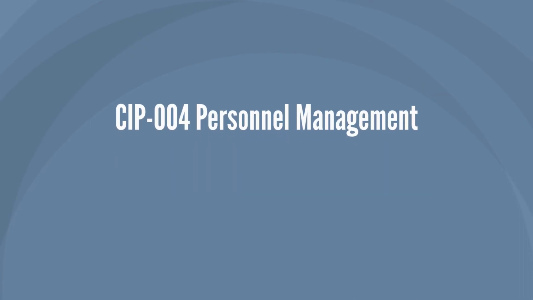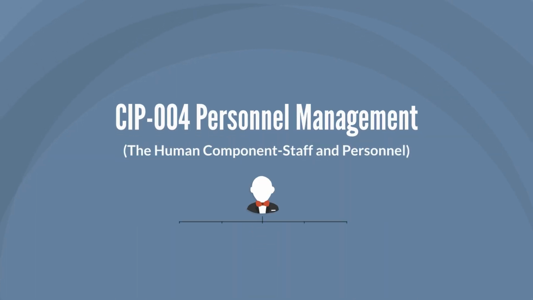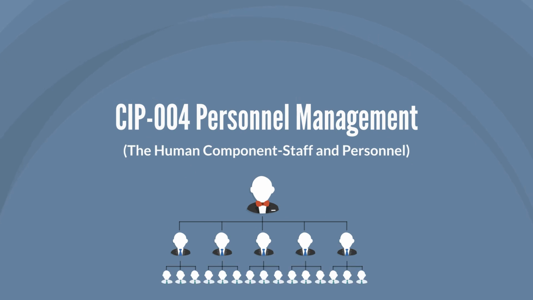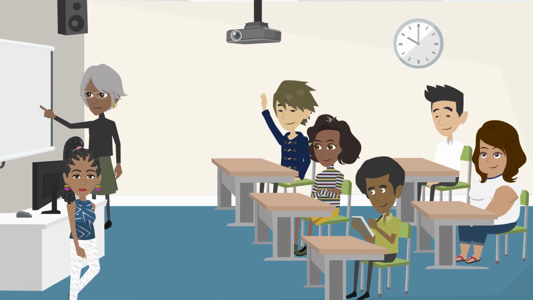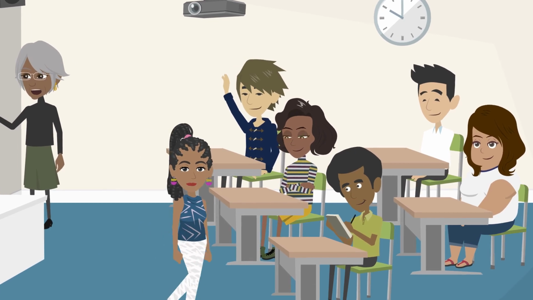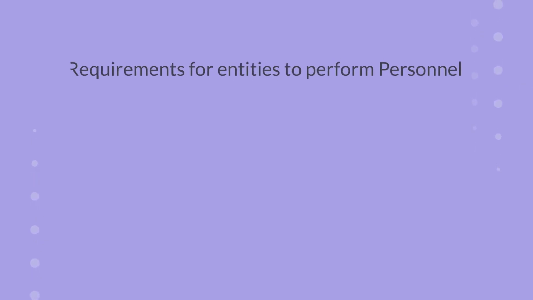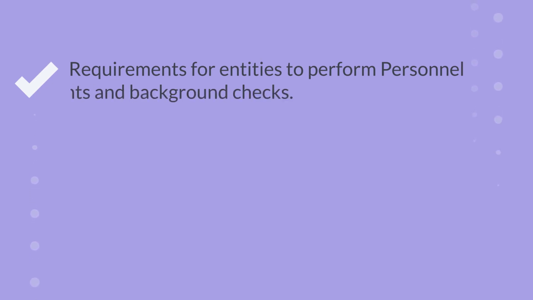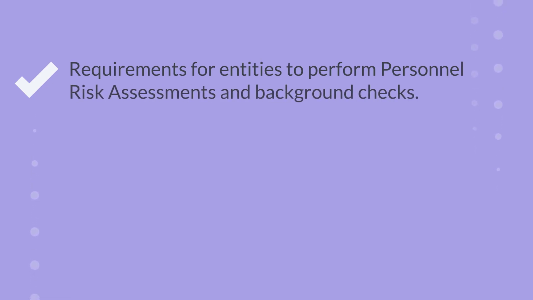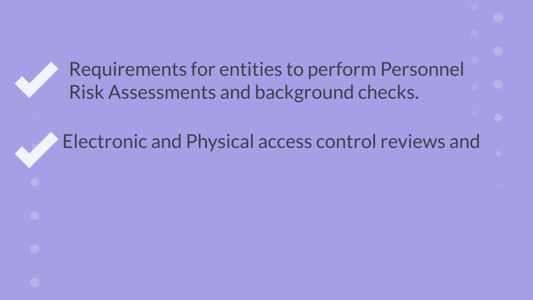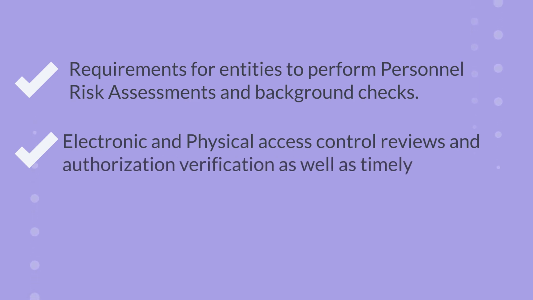CIP 4, Personnel Management. The human component: staff and personnel. Establishes required personnel quarterly security awareness training and annual training requirements for those with access. Requirements for entities to perform personnel risk assessments and background checks. Electronic and physical access control reviews and authorization verification, as well as timely revocation when necessary.